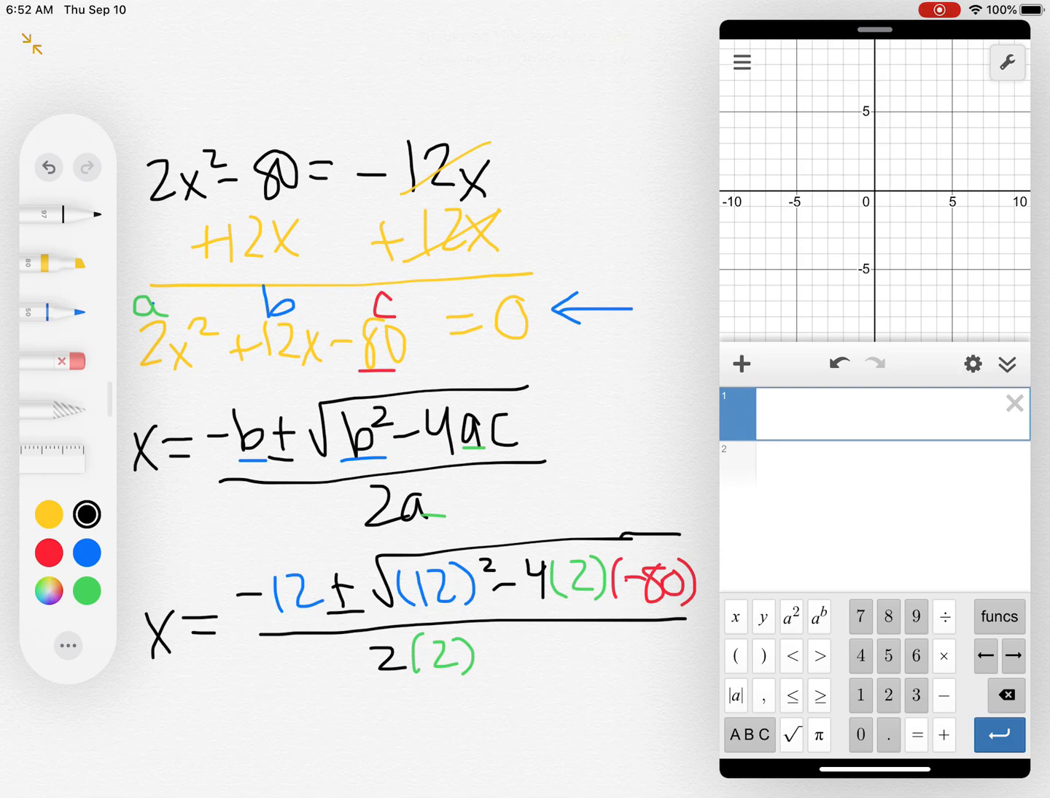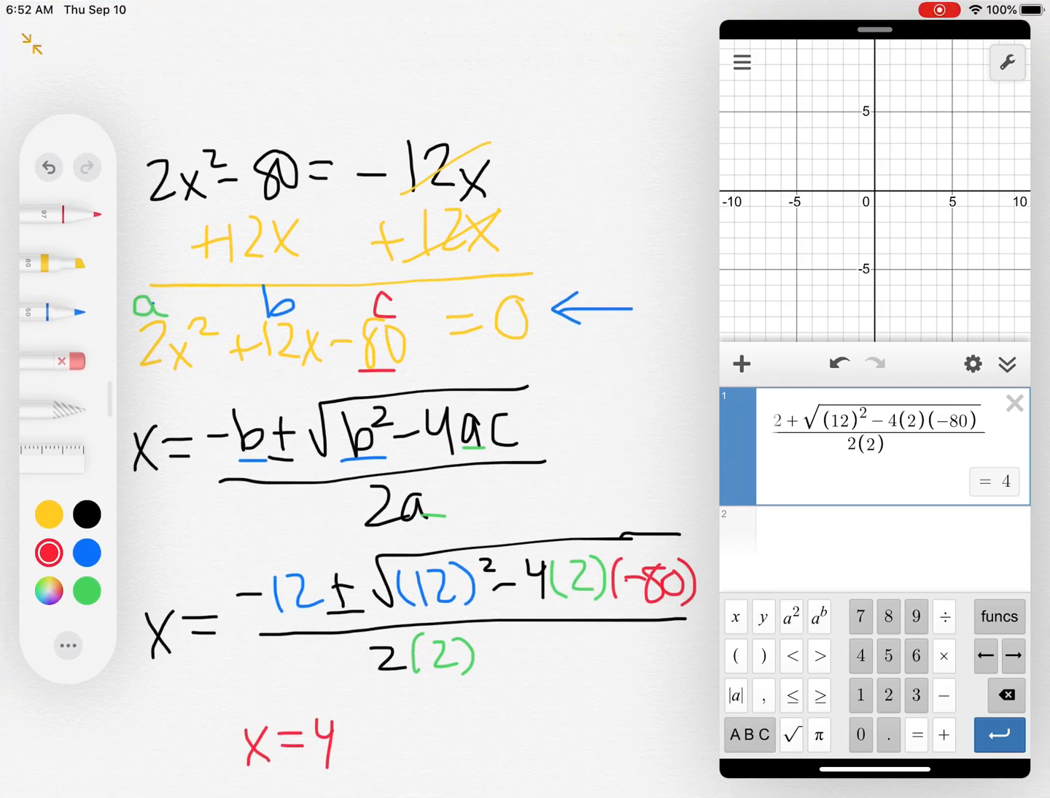Okay, so type everything into Desmos. We're going to do the plus sign version first. To get that big fraction, hit your division key. So negative 12 plus square root 12 in parentheses squared minus 4 times 2 times negative 80. That finishes off the top of our fraction. Down in our denominator, click down there, 2 parentheses 2. And Desmos says that we get 4 for one of our answers.